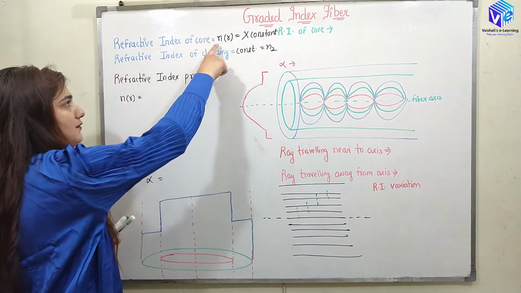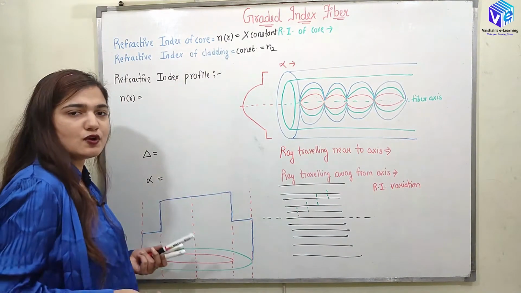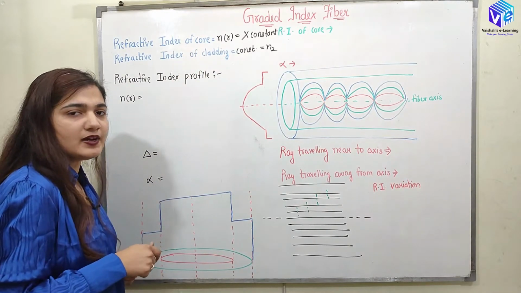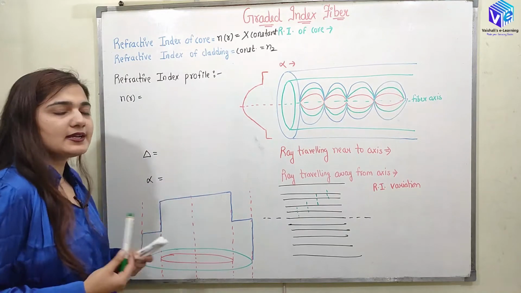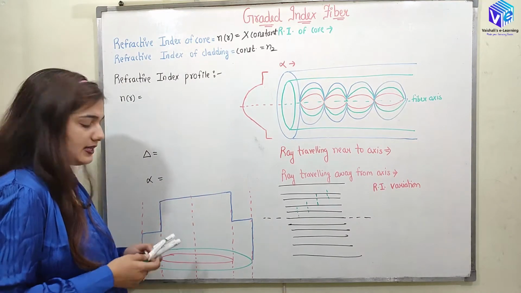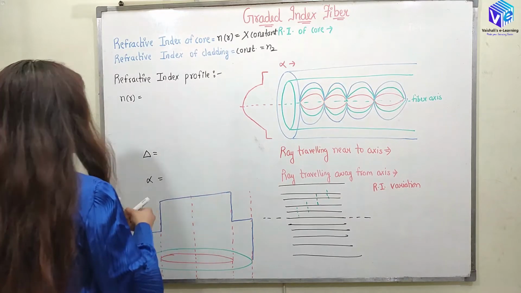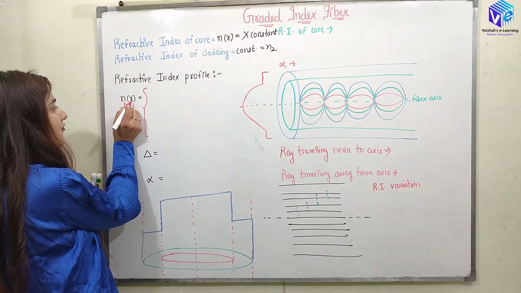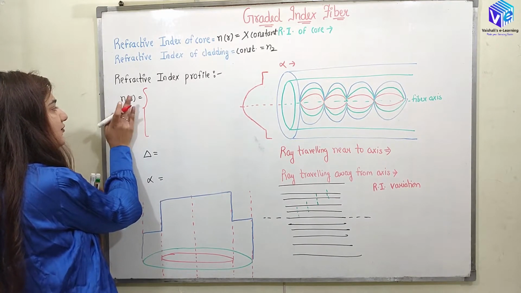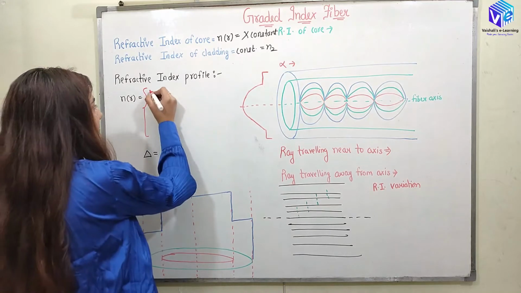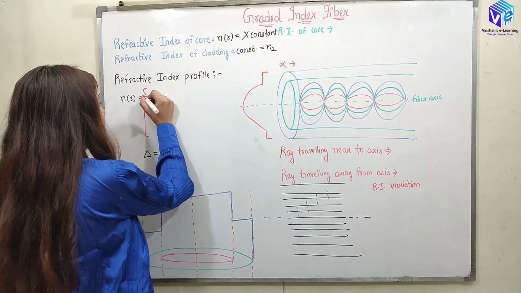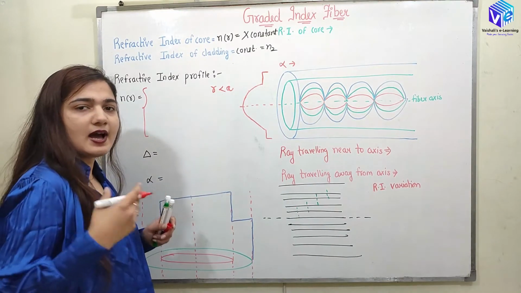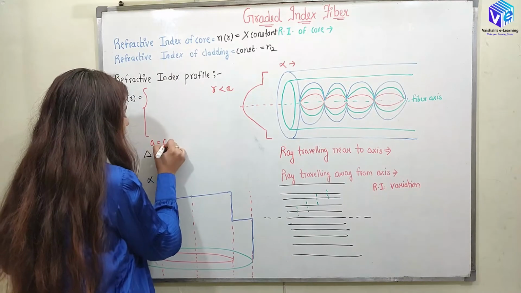In the step index fiber, the refractive index of the core was constant, equal to n1, but here it is a function of the distance from the core axis. So how can I represent the refractive index mathematically? We can represent it with the help of the refractive index profile, which is written as n of r, denoting the change of the refractive index with respect to the distance from the fiber axis. Now let's understand n of r when r is less than a, which means I am inside the core, where a is the core radius.